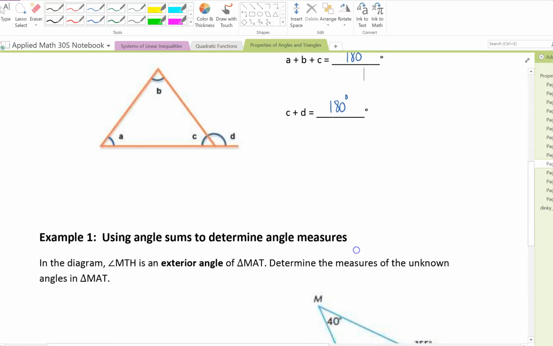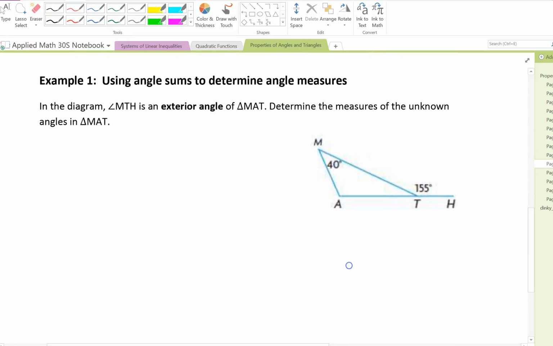So let's take a look at example 1 and use some of these properties. It says in the diagram, angle MTH is an exterior angle, so that's this one, 155 degrees. Determine the measures of the unknown angles in triangle MAT.